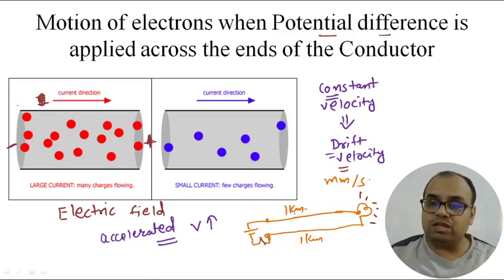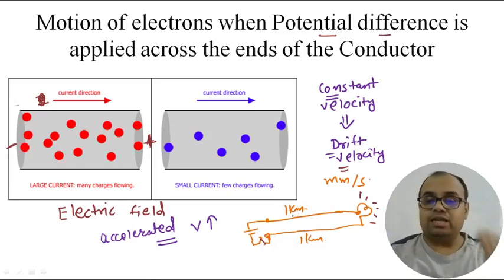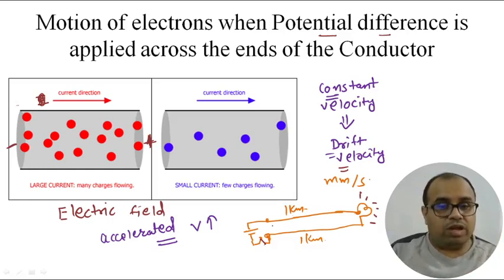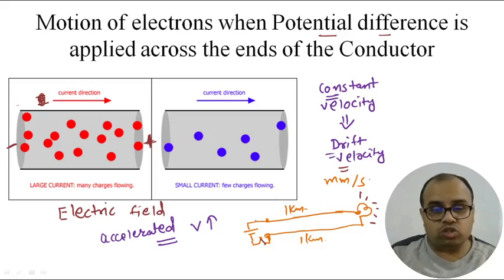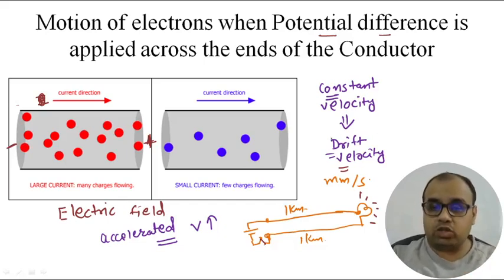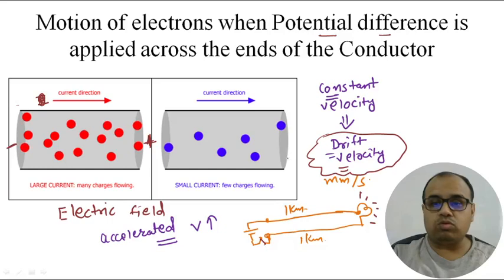What does it mean? It means that there is something wrong in our concept. When we switch it on, there should be some time for the electrons to reach there and glow this bulb, but it is not happening. What is happening instead is that it is glowing instantly. How is it possible? There is actually some contradiction. What we are saying is contradictory to the concept of drift speed.